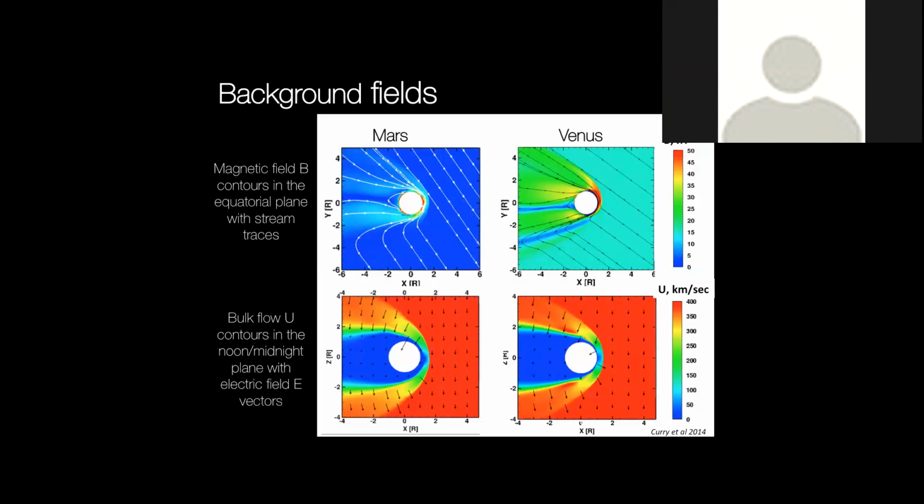Hey, Shannon, before you go on to that, there's a question about why is the escape rate over crustal magnetic fields lower on the day side and higher on the night side?